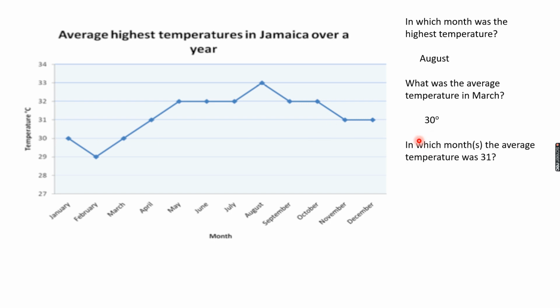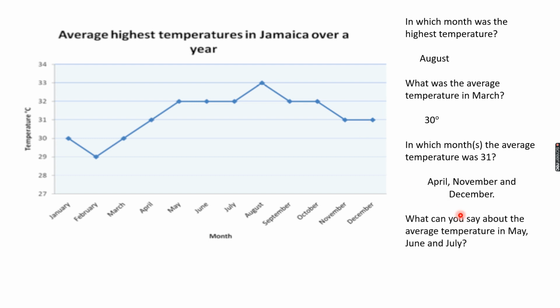The third question, in which month was the average temperature 31? I have to start from 31, going horizontally. I find the first month, which is April. Continue. I have other months here, November and December. So in April, November, and December, the average temperature was 31 degrees Celsius.